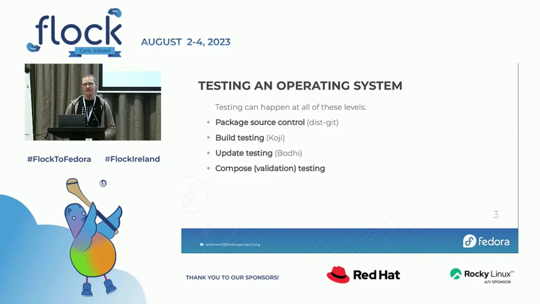You can test updates, which is when we put related builds together into an update and say, this is the thing that needs to go into the distribution. You can test at that level. And you can test composes, and composes are when we put all the builds together and we make images out of them, we make repositories out of them, we do that nightly for most streams of Fedora. You can run tests after composes happen. So these are the main levels that you can run testing at.